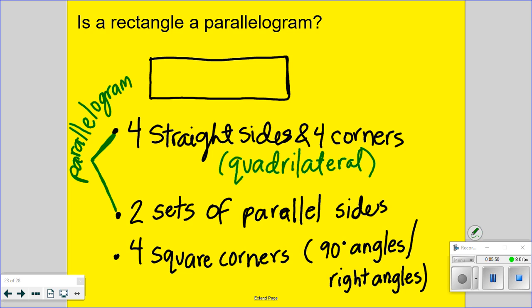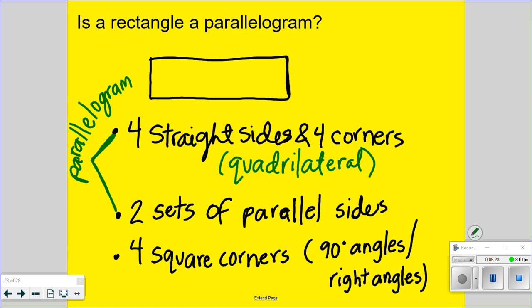Parallelograms do have to be quadrilaterals. That's why I put both of those rules together. They have to be quadrilaterals, and they have to have two pairs of parallel sides. So is a rectangle a parallelogram? Yes. It's just not the best name for it, but it is a parallelogram. Is a rectangle a quadrilateral? Yes. Lena, what's up? Oh, you were ready to say yes? All right, so now let's move on.